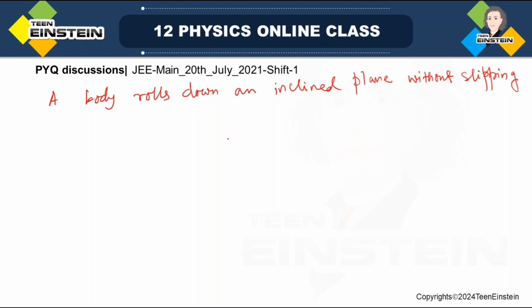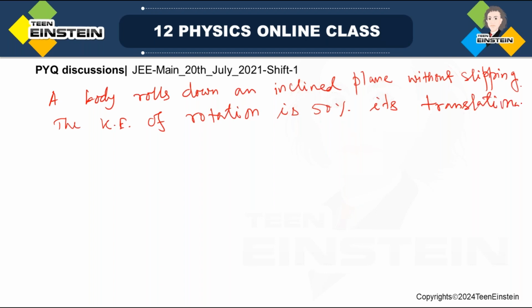The kinetic energy of rotation is 50% of its translational kinetic energy. The body is: option A, hollow cylinder.